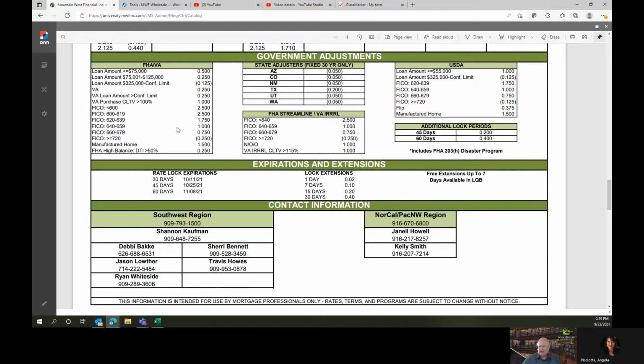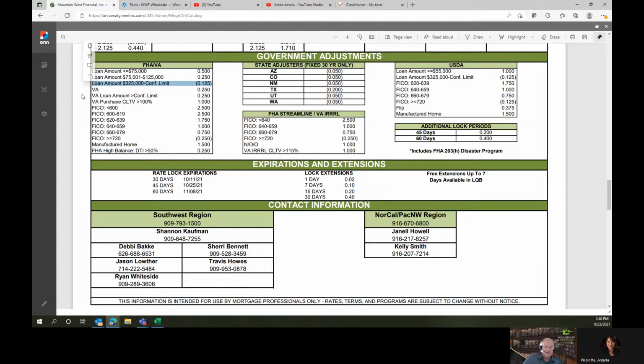Okay, let's go line by line, see if there's any other adjustments. First one there says loan amount under 75,000, that does not apply. The second one there, loan amount between 75,001 and 125,000, that does not apply. The third one, loan amount 325 to the conforming limit, does apply, because our loan amount, remember the base 386, total 392,755. So we have another adjustment there of 0.125 rebate. Remember, if it's in parentheses, it's a rebate or a credit.